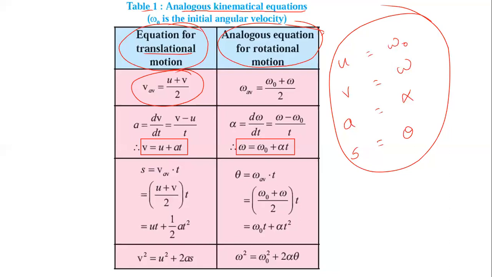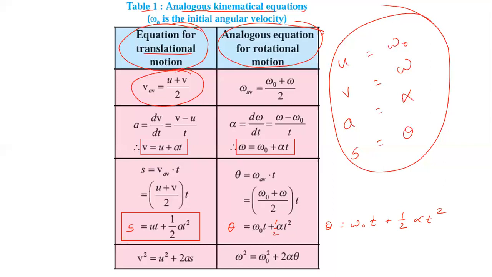Now, the second kinematical equation in translational motion is s is equal to ut plus half at square. The same equation we write by replacing the analogous terms. So we get theta is equal to omega 0 t plus 1 by 2 alpha t square. Here the 1 by 2 is missing; it's a printing mistake, so alpha is missing in this formula.